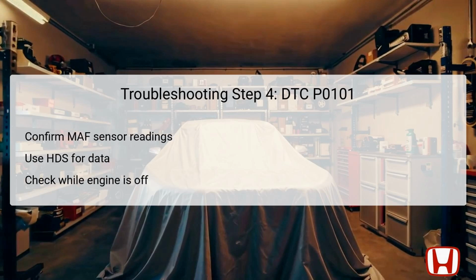The fourth step in troubleshooting DTC P0101 involves confirming the readings from the MAF sensor while using the Honda Diagnostic System, HDS. Start by checking the sensor's output with the engine turned off. During this inspection, the HDS should indicate a frequency reading between 1603 and 10,000 Hz. If the output falls outside this range, it indicates that the MAF sensor itself, or the intake air temperature, IAT, sensor associated with it may be failing.